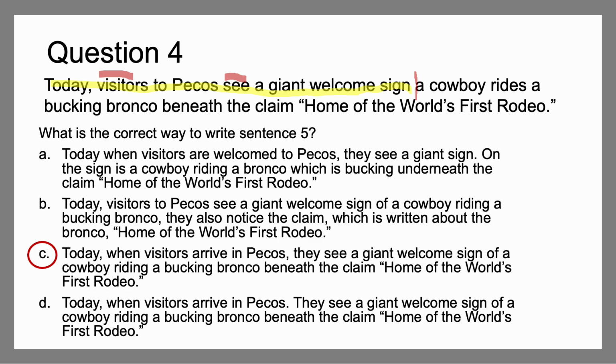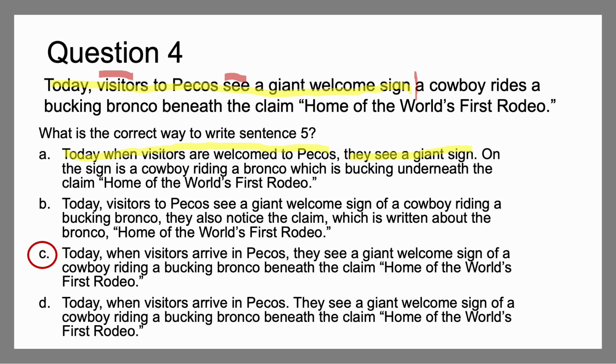A is incorrect. You take a look. Today when visitors are welcome to Pecos, they see a giant sign. On the sign is a cowboy riding a bronco, which is bucking underneath the claim, home of the world's first rodeo. This one here, this is deceiving. This is an incomplete sentence. So today when visitors are welcome to Pecos, they see a giant sign. So it's still, it's not too bad. It's not completely out of the norm.